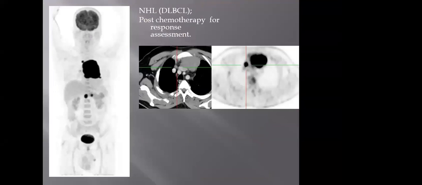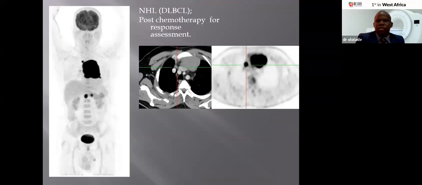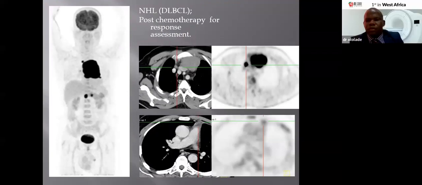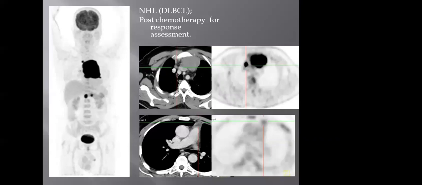This was a case of NHL after chemotherapy, came for response assessment. Next slide. You can see there was a big mediastinal mass and a small mediastinal node. Now the lower panel is showing that there is a complete metabolic response, but there is a small residue remaining in the mediastinum, though it is not metabolically active. I mean, it is suggestive of a complete metabolic response. Next slide, please.